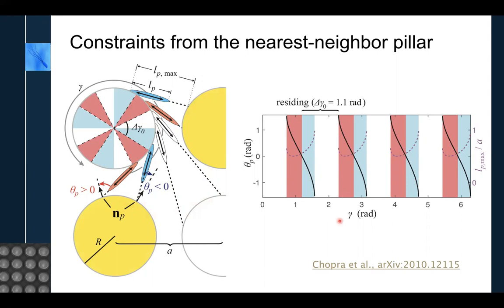the pusher experiences a repulsion. And we argue that this repulsion is more effective for the longer pusher, since they are more likely to experience this neighboring pillar effect. And the maximum length of the pusher restricted by geometry is also shown by this dashed line.